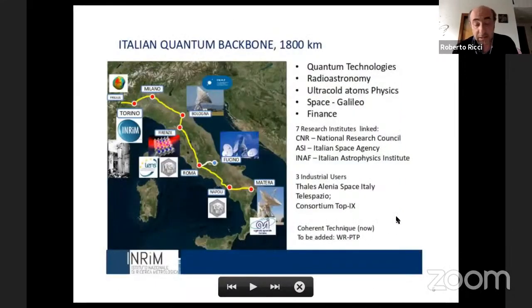In the Italian case, the Italian quantum backbone is an optical fiber link that is 1,800 kilometers long, and it serves radio astronomy, ultra cold atom physics, the space Galileo network, the station in the Fiumicino Plain, and also the financial district in Milan.